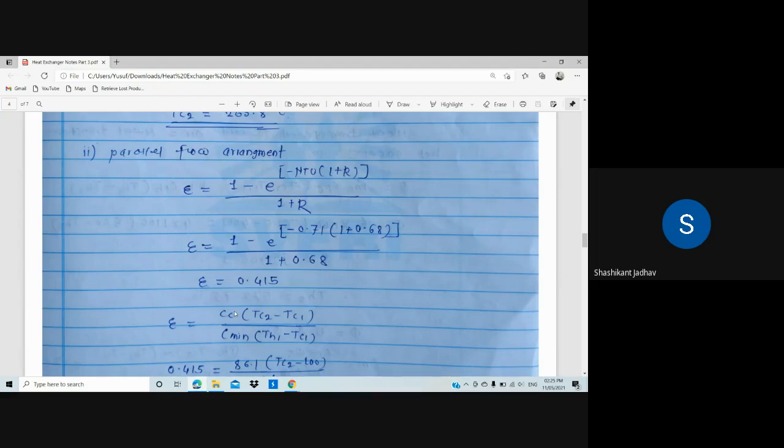Okay, and then what is the equation for the effectiveness? If cold fluid is considered, then effectiveness is Cc into bracket Tc2 minus Tc1, divided by C minimum into bracket Th1 minus Tc1. Same equations that we have used in the counter flow arrangement, we have to use in this case and find the value of Th2 and Tc2. By doing the calculation we get the value for Tc2, and then we use the equation: effectiveness is equal to Ch into bracket Th1 minus Th2, divided by C minimum into Th1 minus Tc1. By simplification we get the value of Th2.